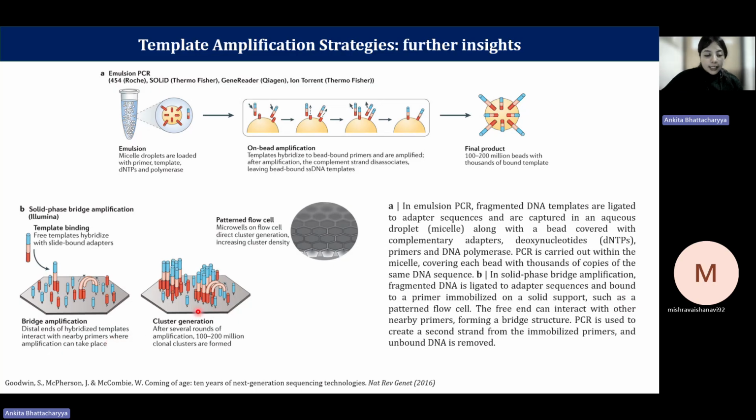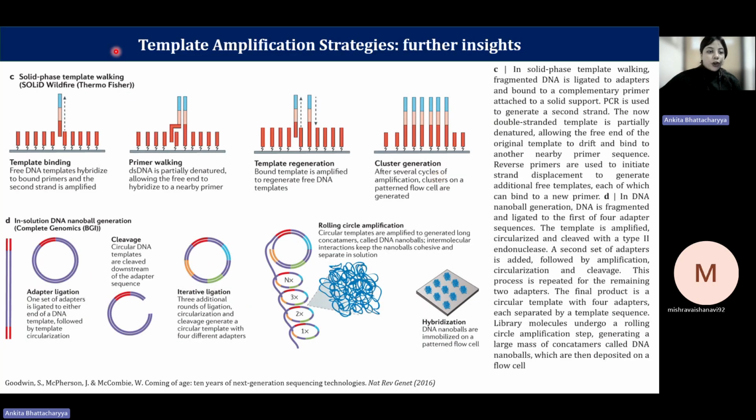And finally, cluster generation takes place where 100 to 200 million clonal clusters are formed. This is a patterned flow cell which increases the cluster density and enriches the signal for a particular region. So yeah, that is overall the idea used for Illumina. Then you have a concept of solid phase template walking.